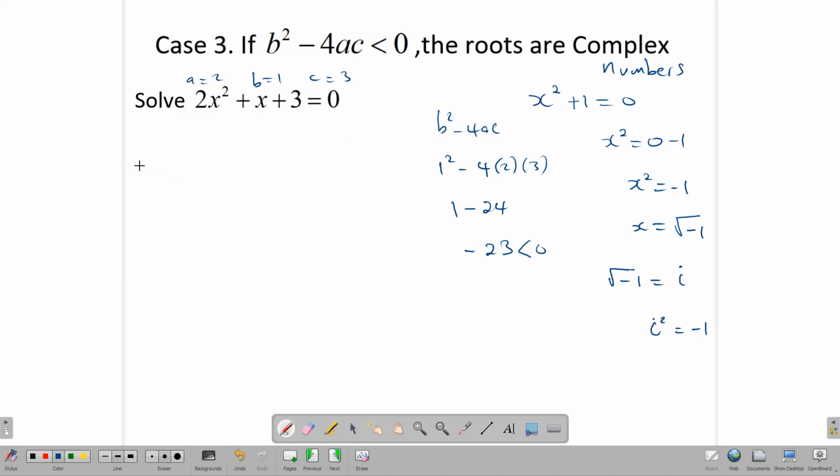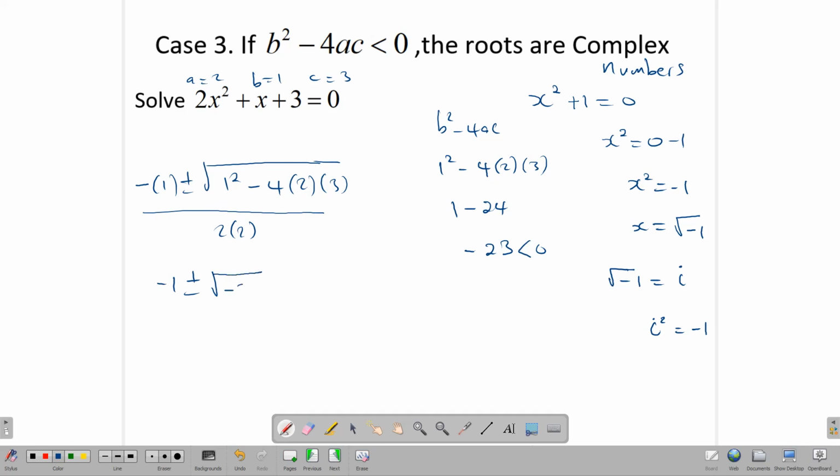All right, so let's try to solve it. Negative b, that's negative 1, plus or minus the root of 1 squared, minus 4 times 2 times 3. And we put all of that over 2 times 2. So we end up with negative 1 plus or minus the square root of negative 23 over 4. And so this equation, because we end up here, it doesn't mean that it doesn't have any answers.